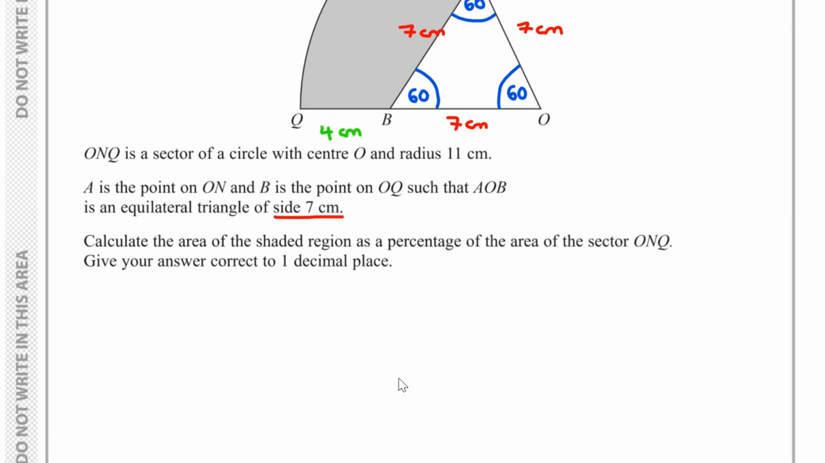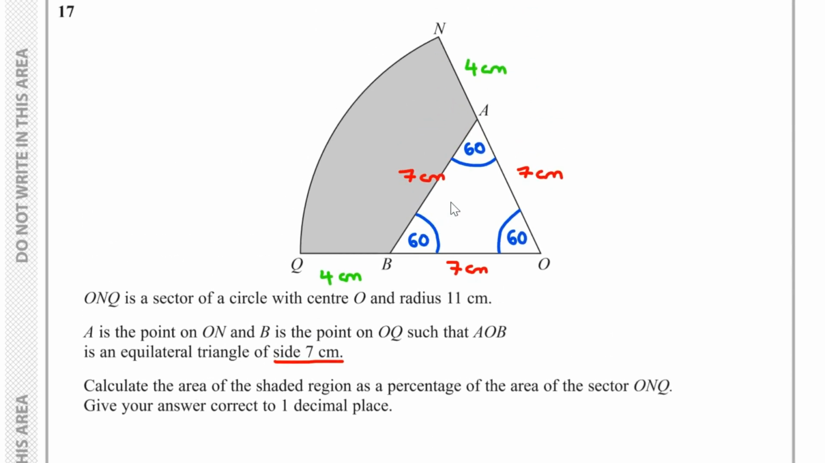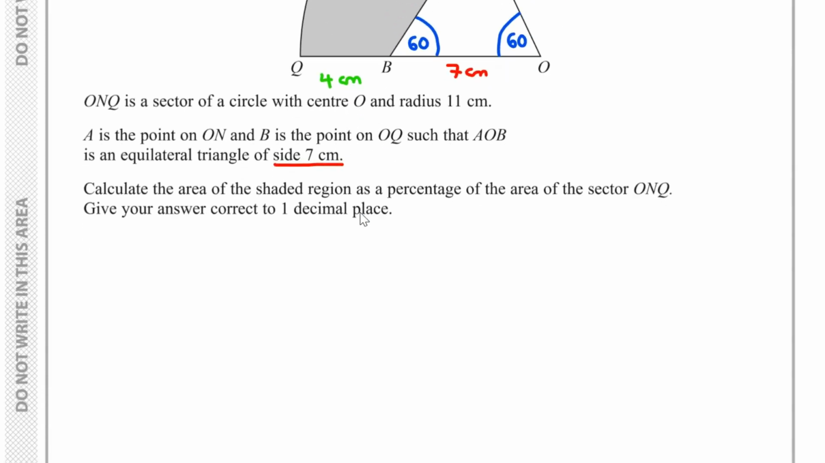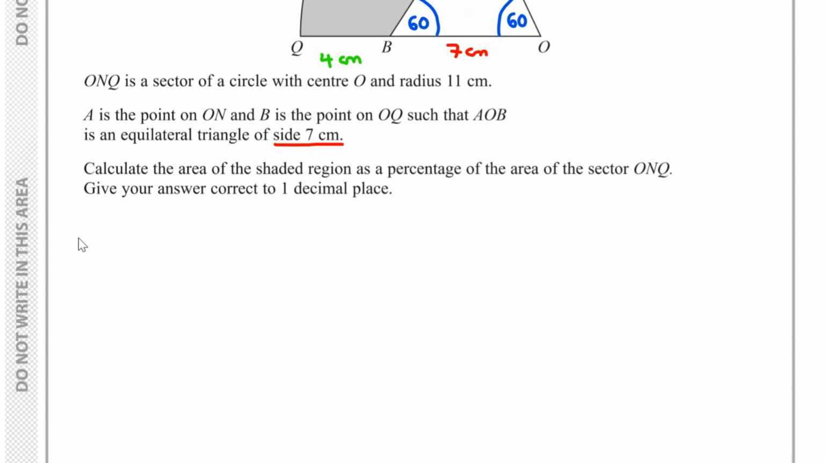Well, first of all, we can find out the area of the sector, and if we find out the area of the triangle and subtract it from the sector, that tells us the shaded area, and from that we can find the required percentage. So for the sector NQ, we have here theta over 360 multiplied by pi r squared.